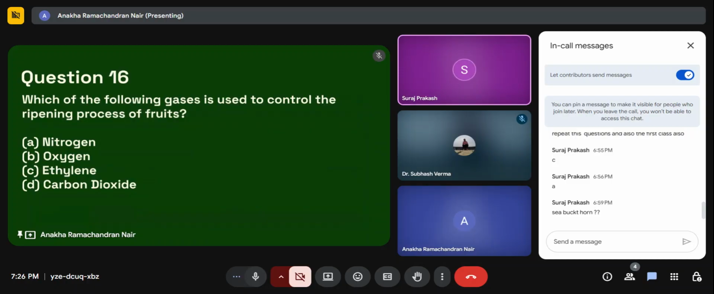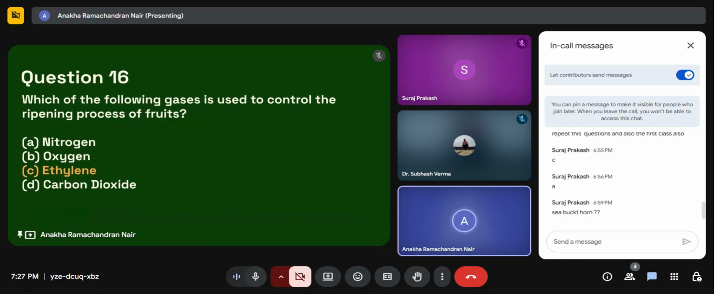And D, option D. D for dog. All right, so let's see what the answer is. So the answer is not option D, carbon dioxide, but the answer is C, ethylene.